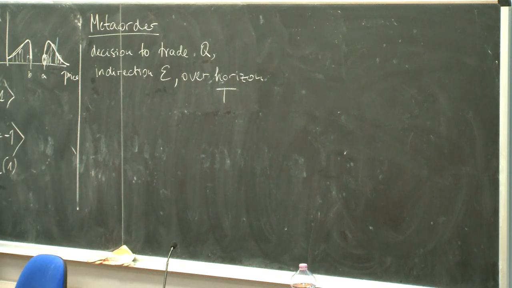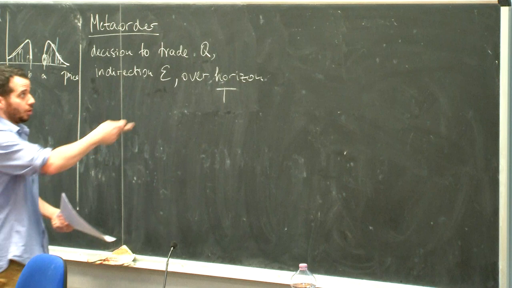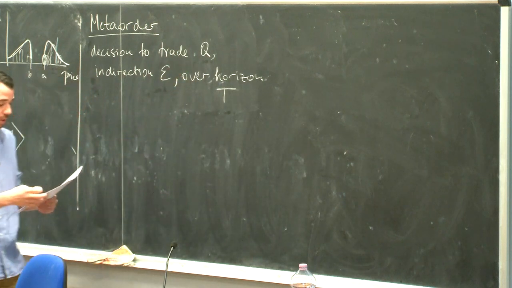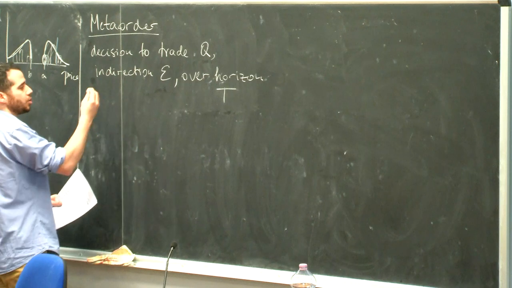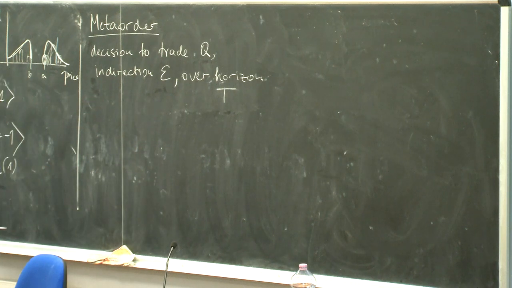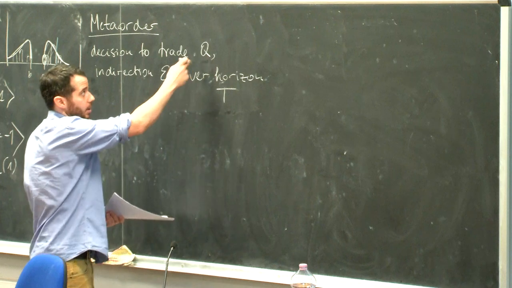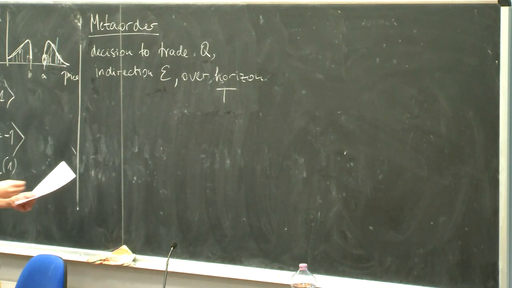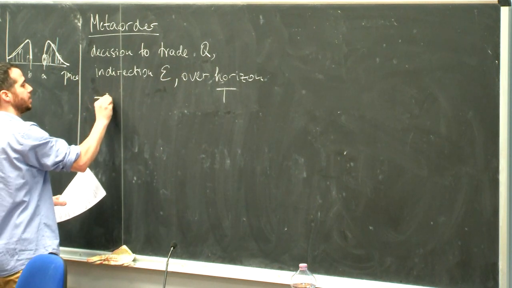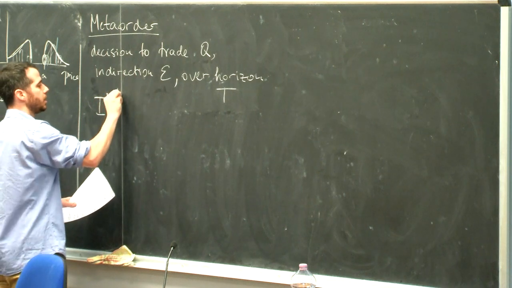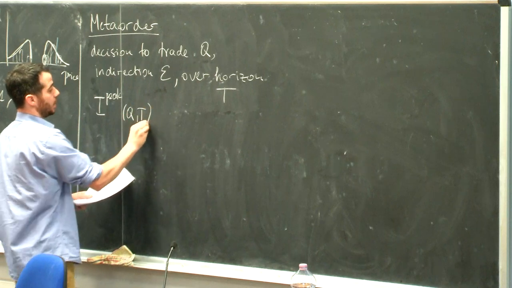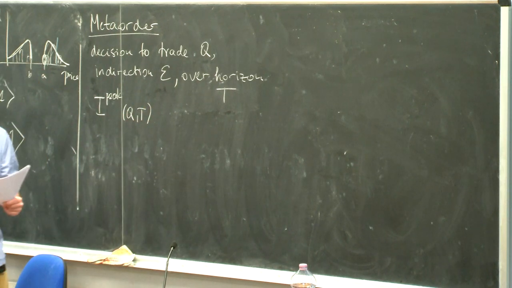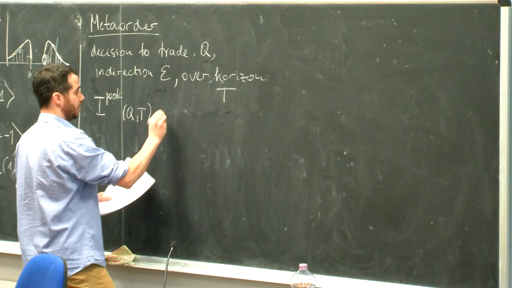So this is what we want to look at, the impact of this over the overall time horizon. There are two types of impacts you can look at here. You can look at the impact at the peak, so at the very end when I executed all my trades. So you can define this thing here, the peak impact of a meta order of size Q and T, as, well, essentially this.